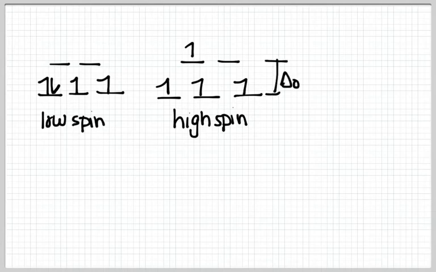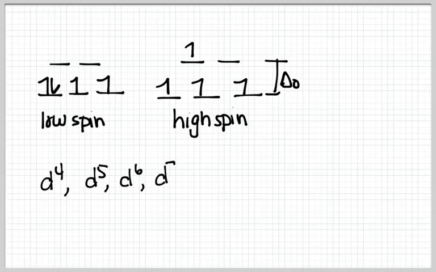Now, we can get low spin and high spin configurations for D4, for D5, for D6, and for D7. And then when we get to D8 octahedral, the T2G orbitals are completely filled and it doesn't matter anymore. And so whether or not we get high spin and low spin depends on, again, the size of delta.